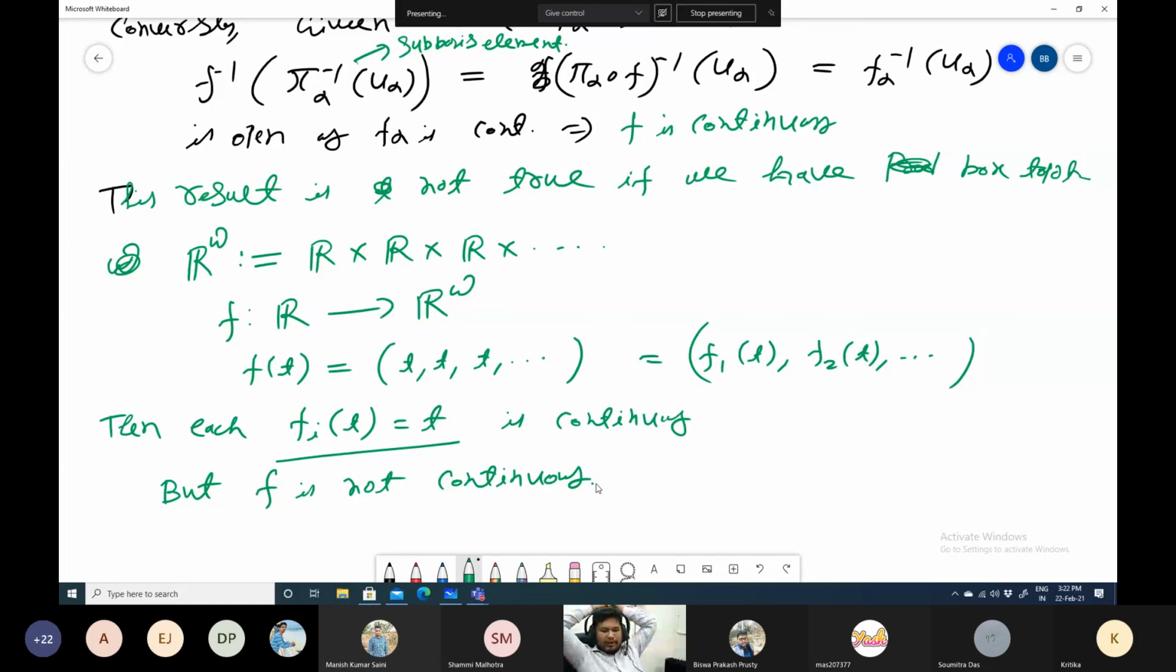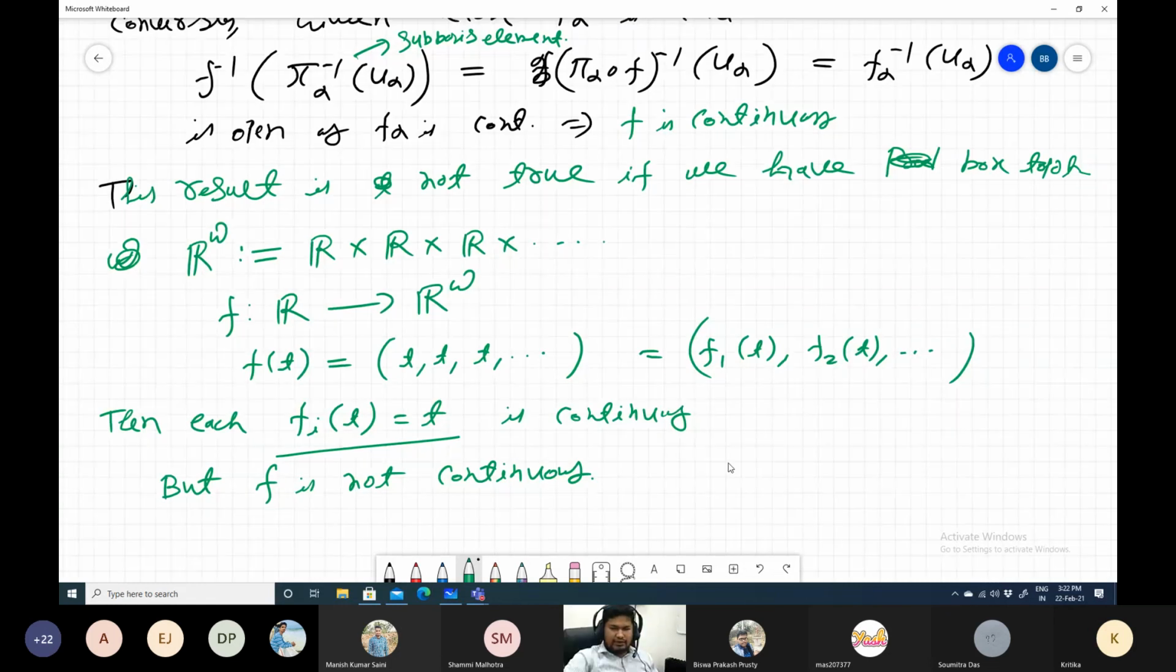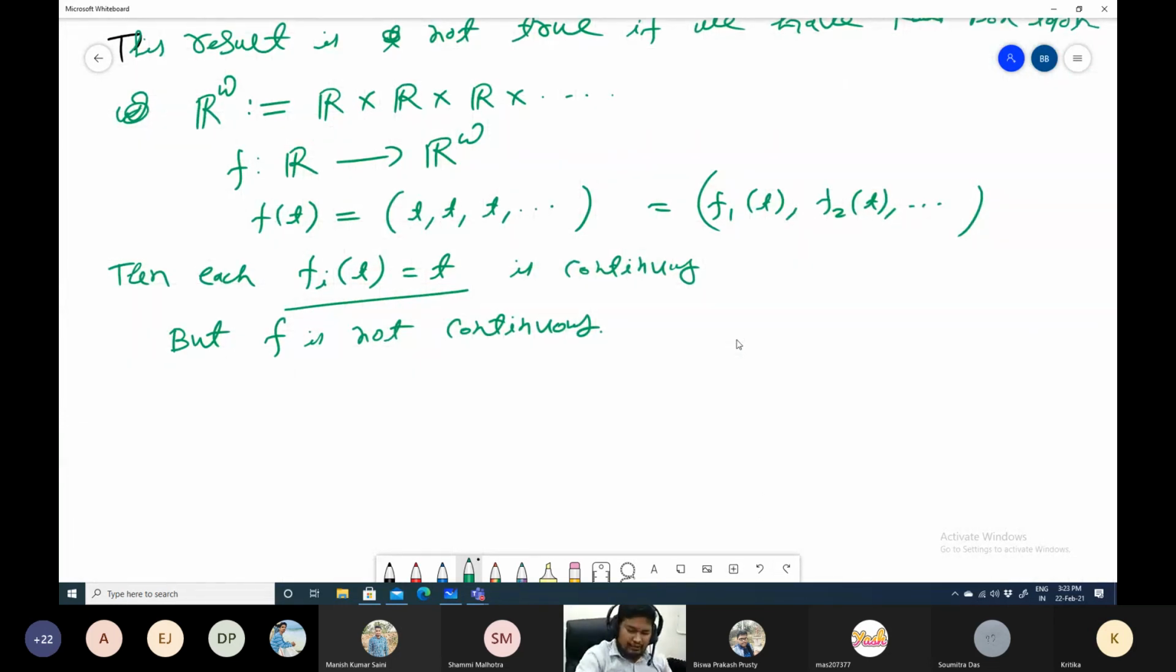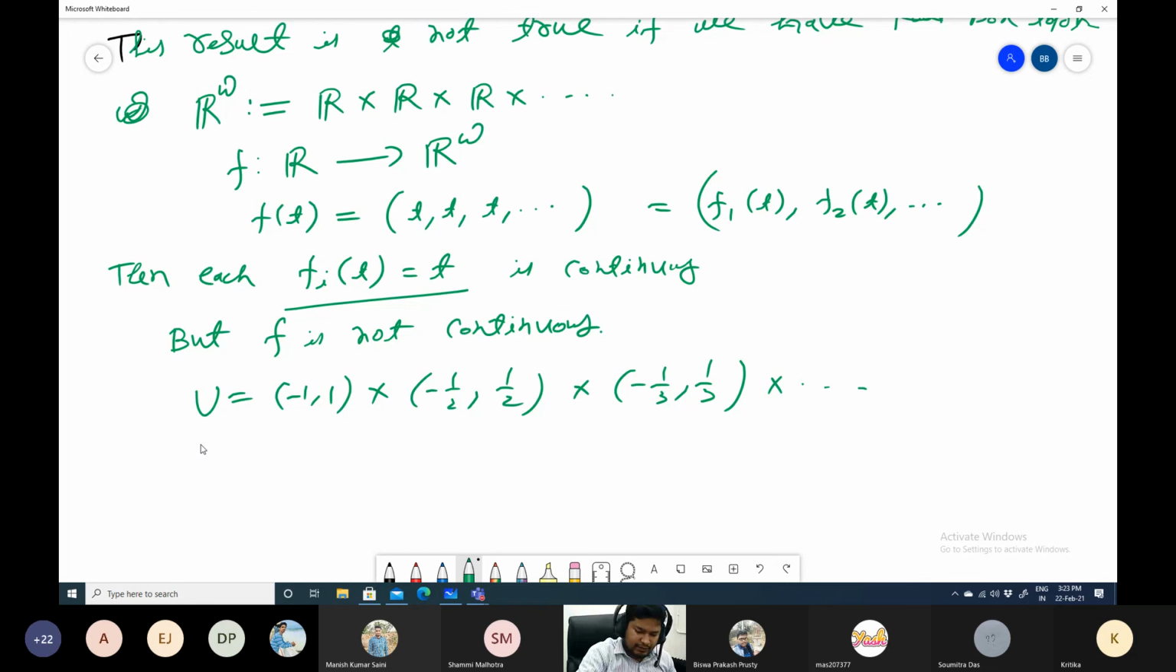Why is f not continuous? We can give one open set whose inverse image is not open. Now can you give me such an open set whose inverse image is not open? We can take U equal to say minus 1 to 1, minus 1 by 2 to 1 by 2, in this way. Now what is f inverse U? You can check that f of 0 equal to 0, 0, 0 in this way belongs to U. So that implies 0 belongs to f inverse U.